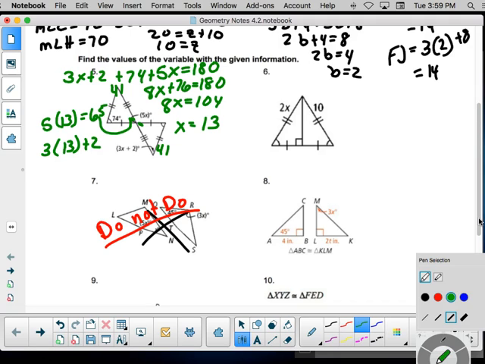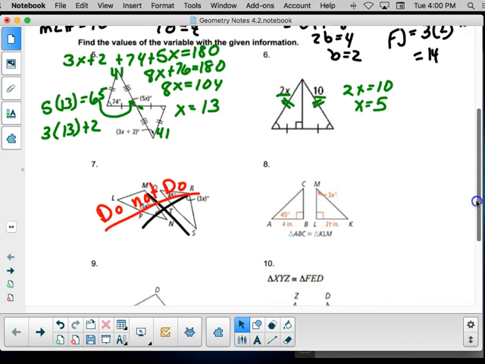Now, in 6, please look at the fact that I'm given that these are lengths and that these sides are congruent. What they're asking is find the values of the variables with the given information. No problem. 2x is equal to 10, so x is equal to 5. And that checks out. We're skipping 7, and we're on to 8.